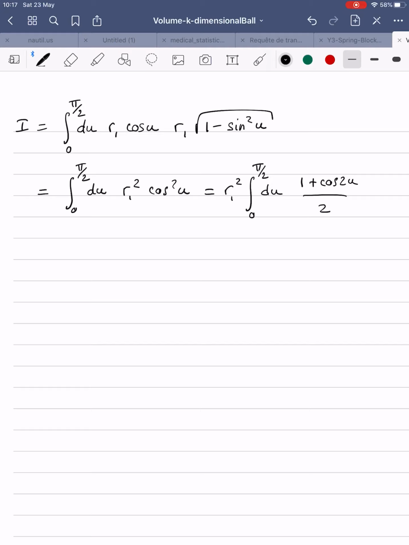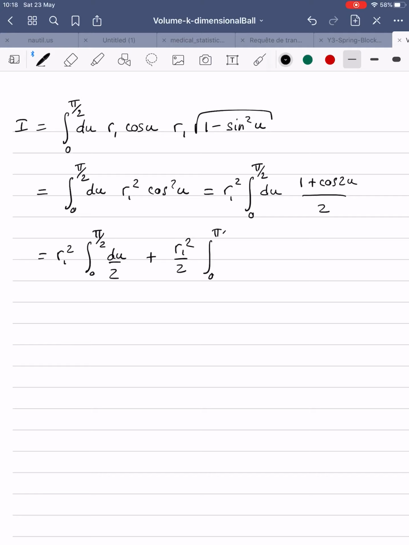This is something you can see in high school or sometimes in year 1 of university, and what you end up with in the end is you will get r1 squared integral 0 pi over 2 du over 2. Okay, and you will get plus r1 squared over 2, and then 0 pi over 2 du of cosine 2u. Okay, now this first integral will give rise to r1 squared, and then pi divided by 4, and the second integral will actually give rise to 0.